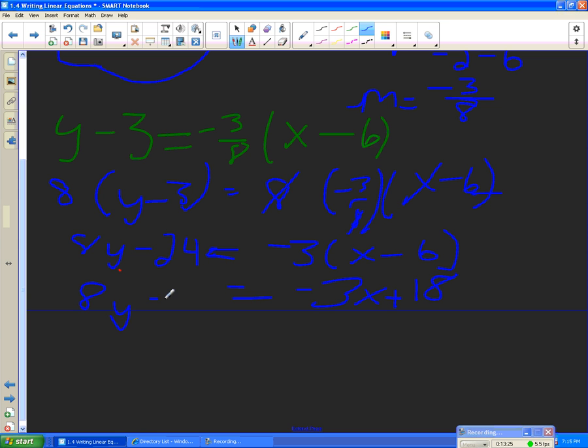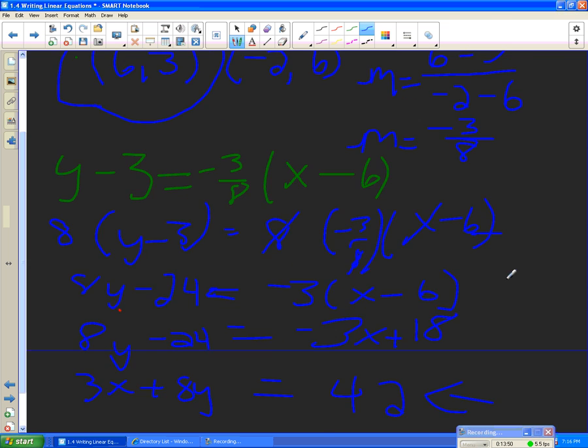Now, all that's left to do is get x and y together. Constants on the other side. Remember, in standard form, a has to be positive, so I'm going to add 3x to both sides. So I've got 3x plus 8y. I'm going to add 24 to the other side and get 42. And now I have standard form. And that's your answer.